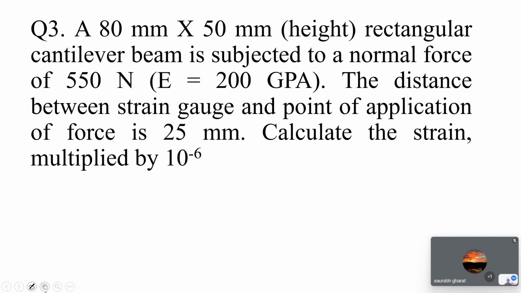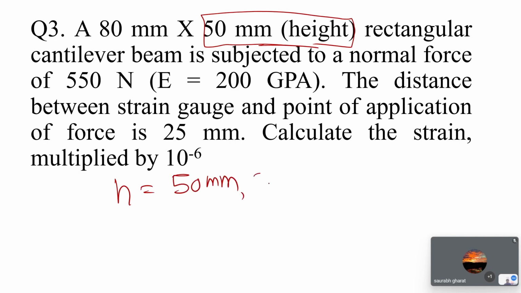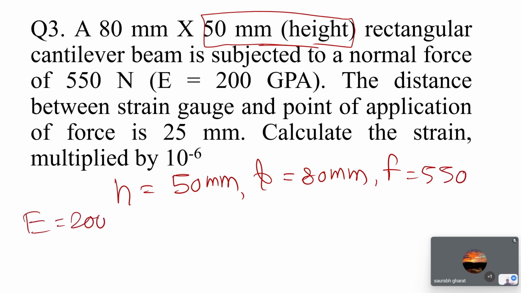Okay, so right now we are at the second problem, right? 80 millimeter to 50 millimeter, it is mentioned what is height and what is width. So this 50 millimeter is your height. Now h is equal to 50 millimeter, your b is equal to 80 millimeter. Rectangular cantilever beam, your force is equal to 550, and E is equal to 200 into 10 raised to 9. In GPa it is given, so we have to take this condition, giga per GPa. The distance between the gauge and the point of application of force is L is equal to 25.